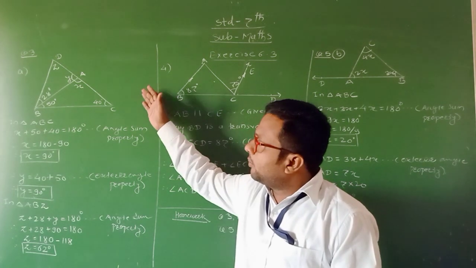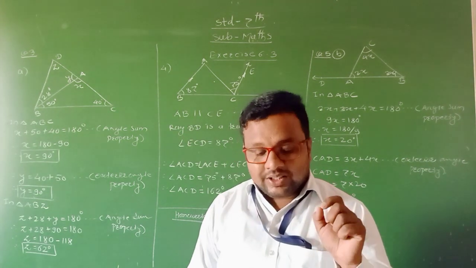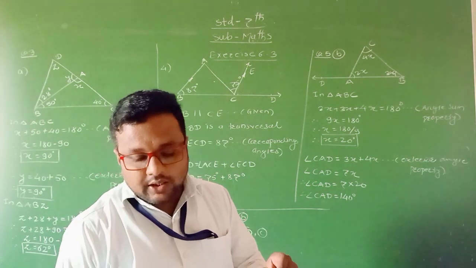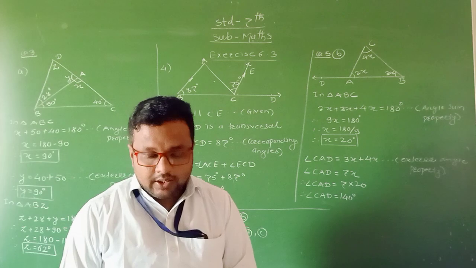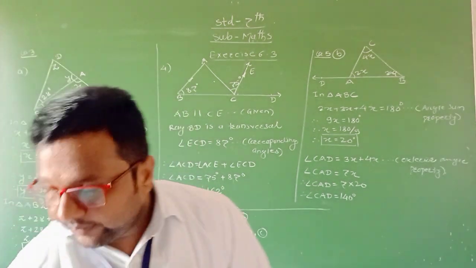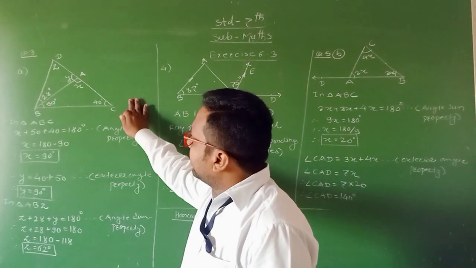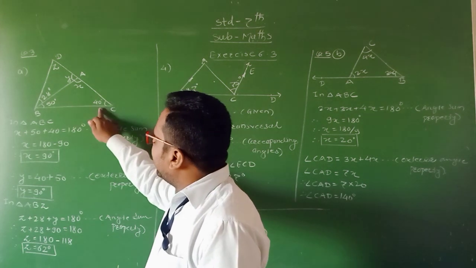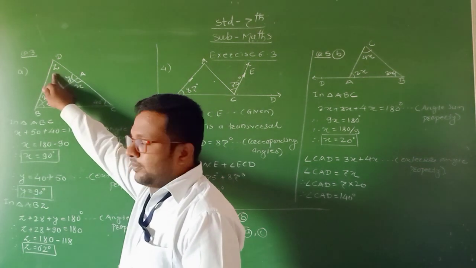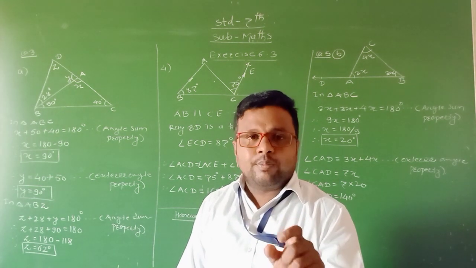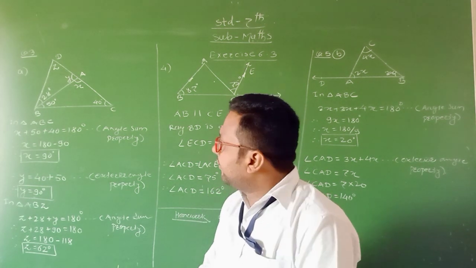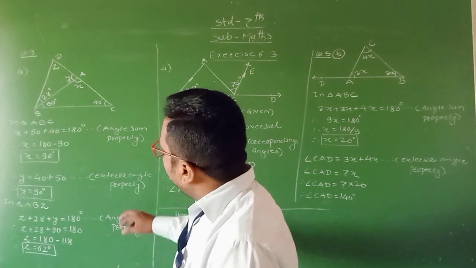Here I take question number 3. Question number 3 is: find the value of x, y and z in the following figure. Here I take an example. The figure is given like this. Some angles are given and the variables x, y and z. We have to find the value of x, y and z by using the proper properties. Okay. Now to find the value of x.